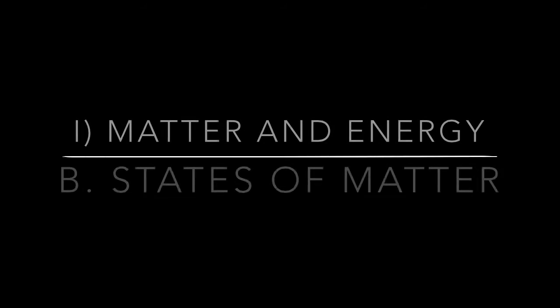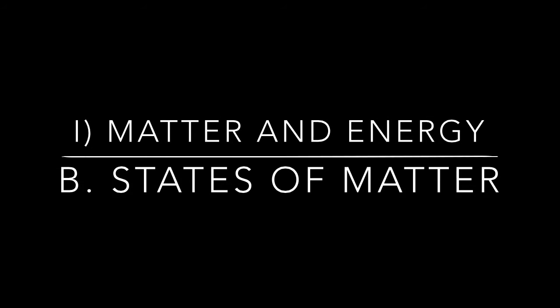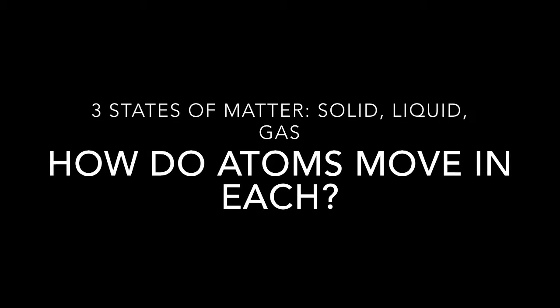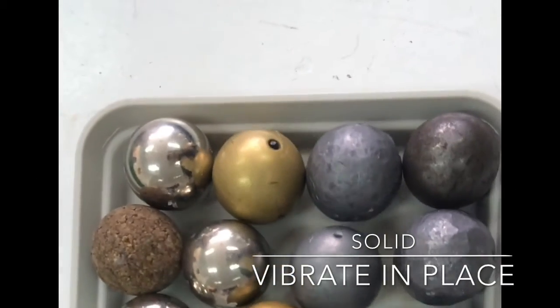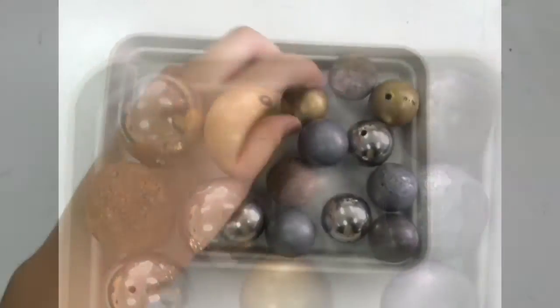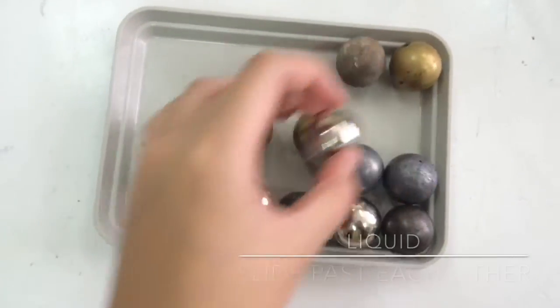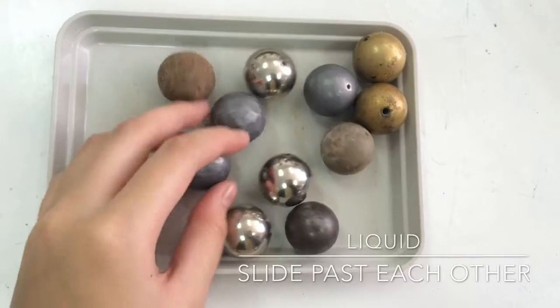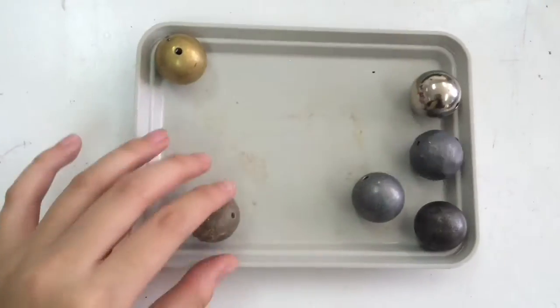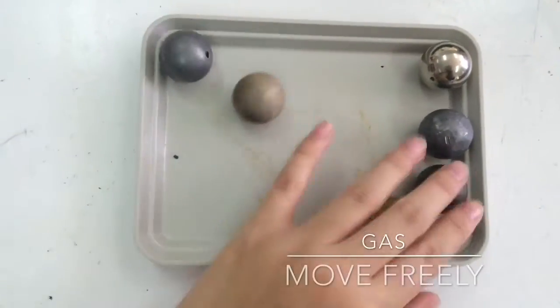Let's move on to our next topic in this unit, states of matter. Our three states of matter are solid, liquid, and gas. So how do atoms move in them? For solid, they vibrate in place. For liquid, they slide past each other. For gas, they move freely.